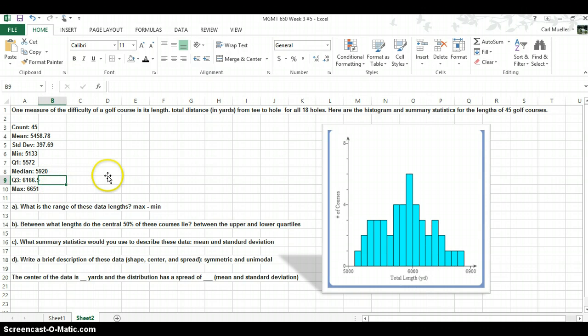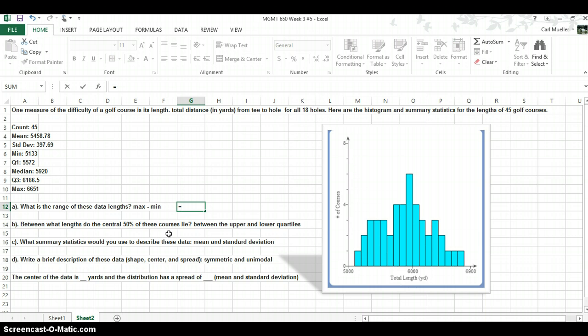So we'll go ahead and get started with our questions. What is the range of these data? When we talk about the range, we want to know how much distance there is between the longest golf course and the shortest. That's easy. The arithmetic solution is our max minus our min.